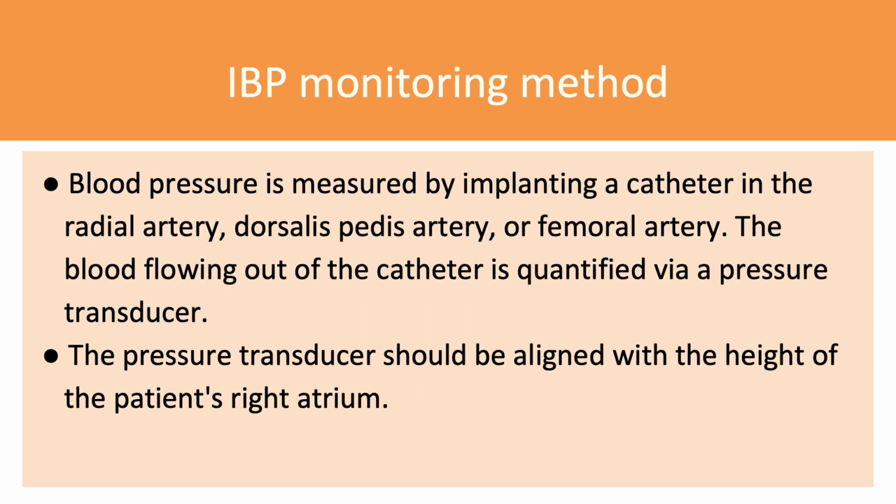The catheter for IBP is implanted in the radial artery, dorsalis pedis artery, or femoral artery. The blood pressure transmitted through the catheter is quantified by a pressure transducer. One thing to keep in mind when taking measurements is to keep the pressure transducer aligned with the height of the patient's right atrium.